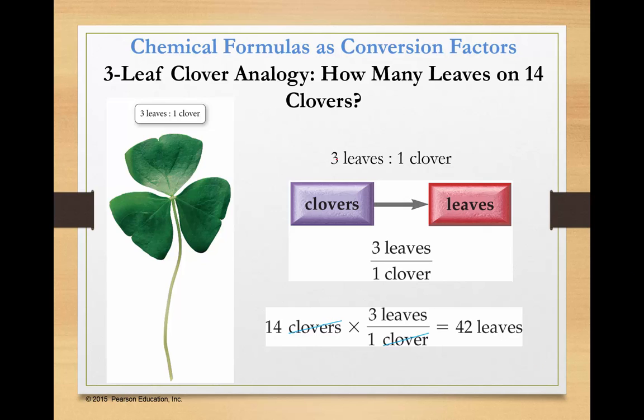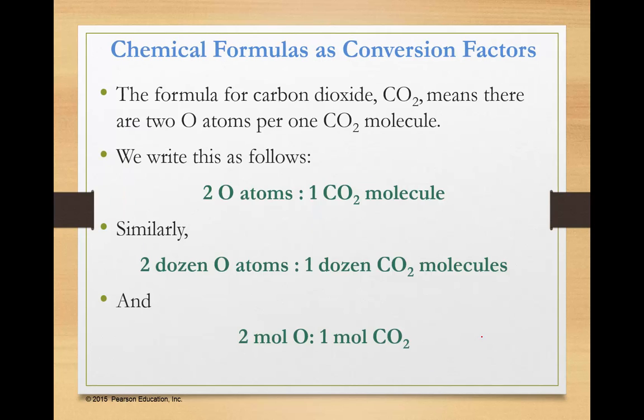All right, so here's our ratio. We've got 3 leaves for every 1 clover. So clovers to leaves is 3 to 1. 14 clovers times 3 leaves on every 1 clover. Clovers cancel out, and it leaves me with leaves. I find that I have 42 leaves in those 14 clovers. Makes sense, right?